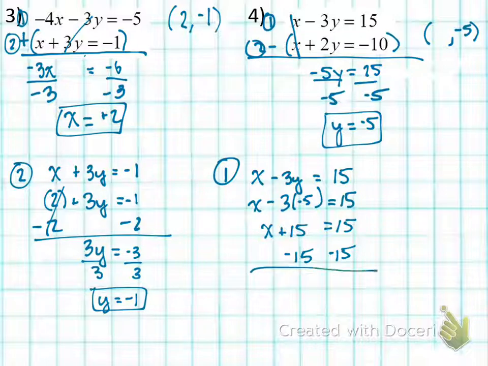What did you get as x, everyone? x is equal to 0. Right? So the point at which these two lines cross is (0, negative 5). And that would have worked for the other one as well. Okay, let me make sure yours looks like mine. Answers up.